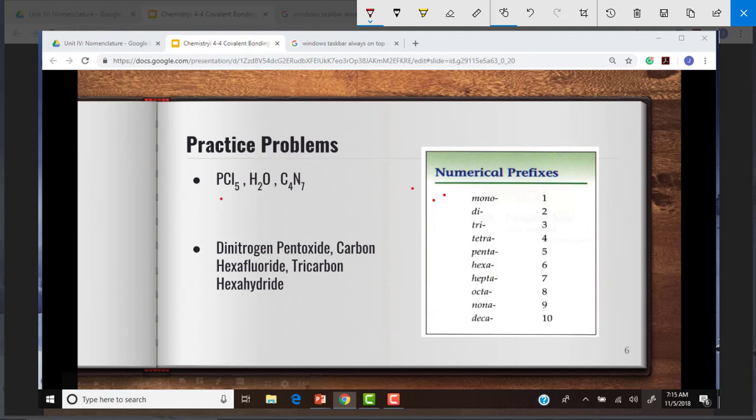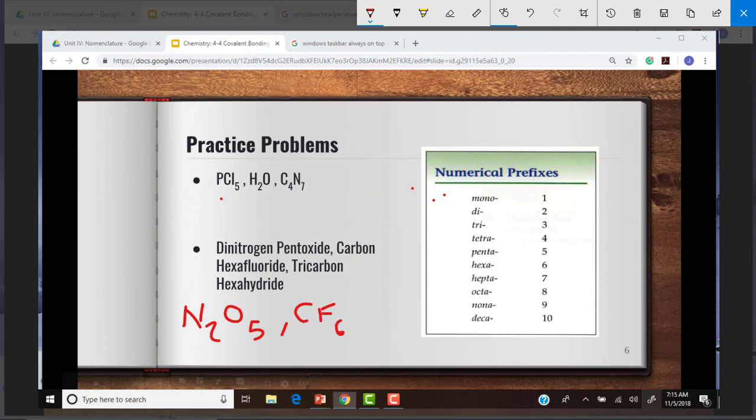pentoxide, it's dinitrogen, N and di, 2, pentaoxide, O, 5. Okay, simple enough. Carbon hexafluoride, C for carbon, hexafluoride, F and 6.